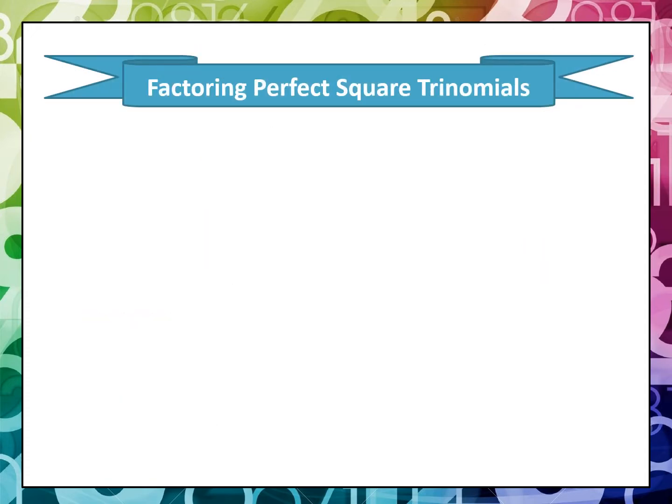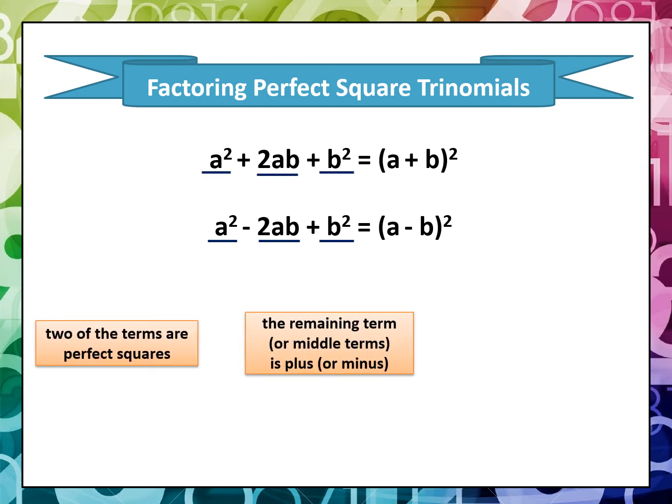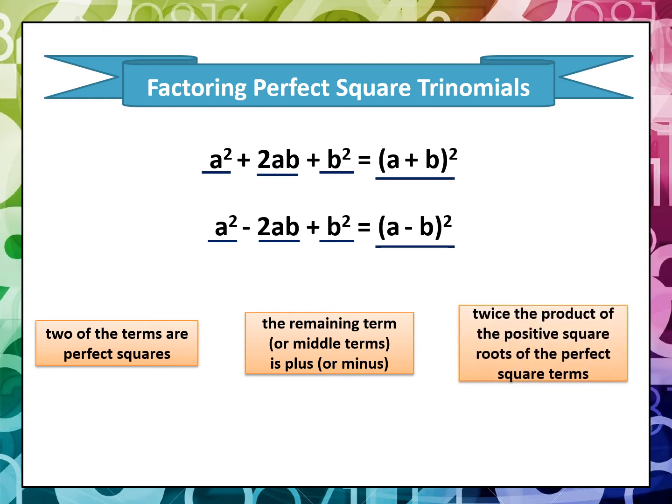Factoring perfect square trinomials. When factoring a trinomial, these formulas apply provided that two of the terms are perfect squares and that the remaining term, or the middle term, is plus or minus twice the product of the positive square roots of the perfect square terms. We call these trinomials perfect square trinomials.